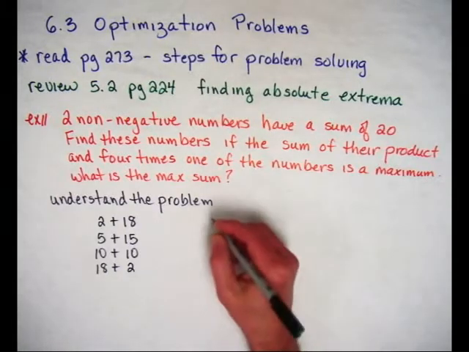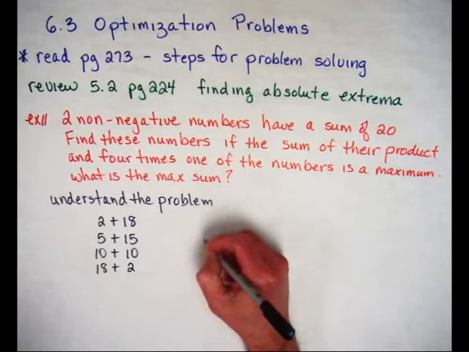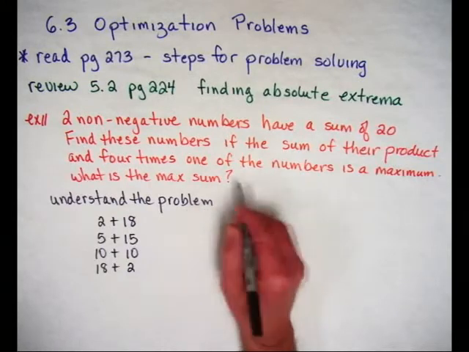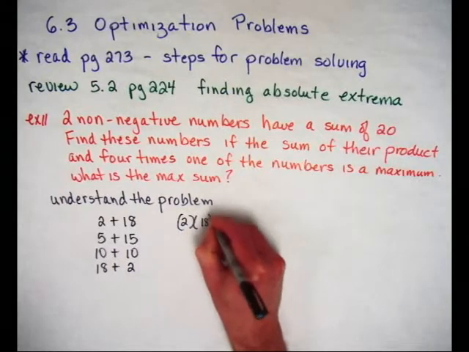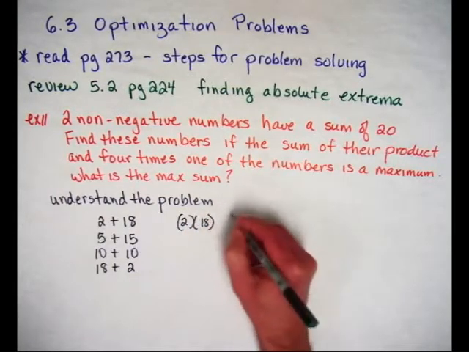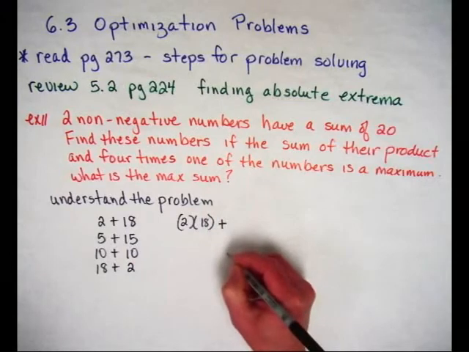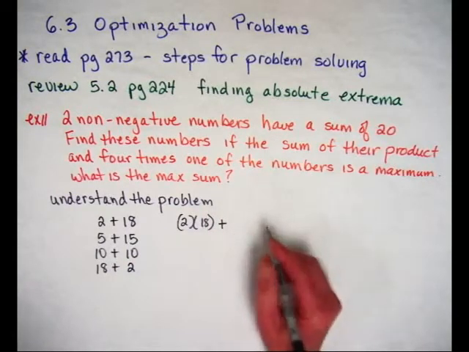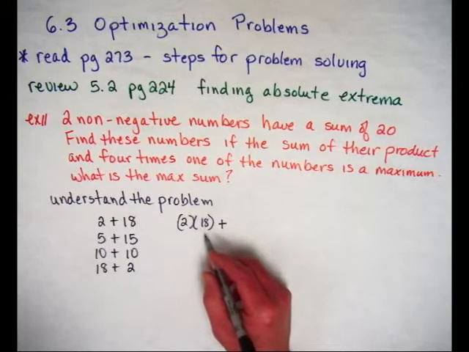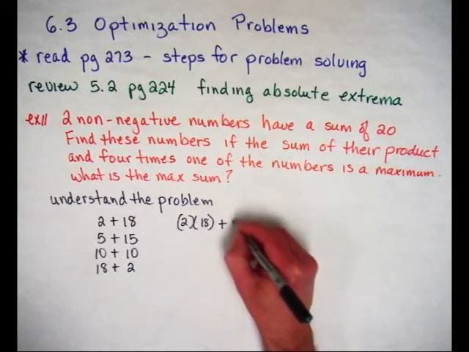So let's say, for example, we pick the numbers 2 and 18. So what does that mean? Well, it says the sum of their product. So 2 times 18 would be their product. And then we want to sum that, or add that, to 4 times one of the numbers. And we're looking for a maximum, so obviously we would multiply 4 times the bigger number. So let's go 4 times 18.